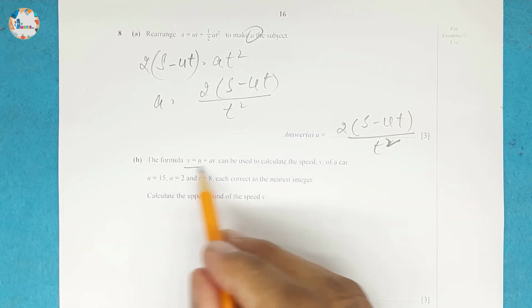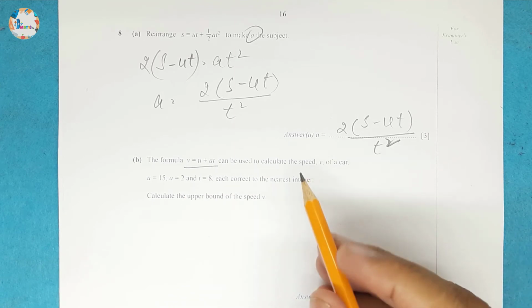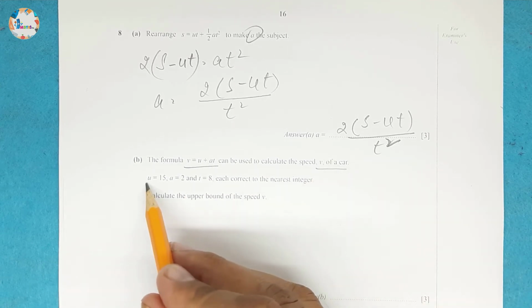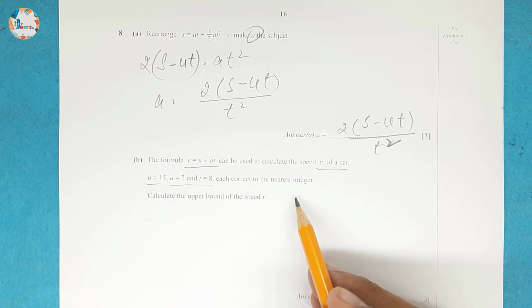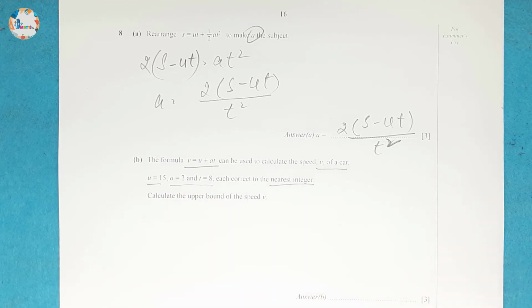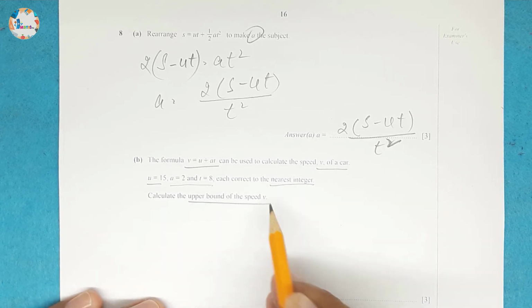The formula v is equal to u plus at can be used to calculate the speed v of a car. These are basically the values they have provided, and each is correct to the nearest integer. So these are rounded values. Calculate the upper bound of the speed.